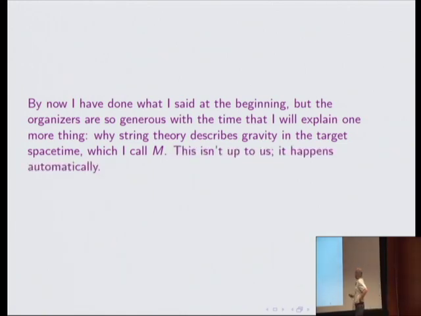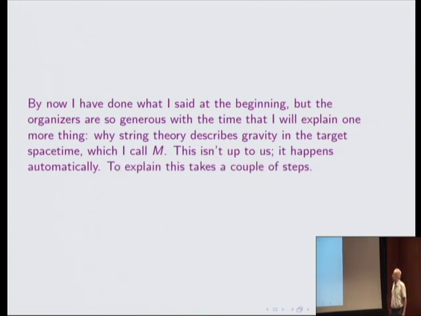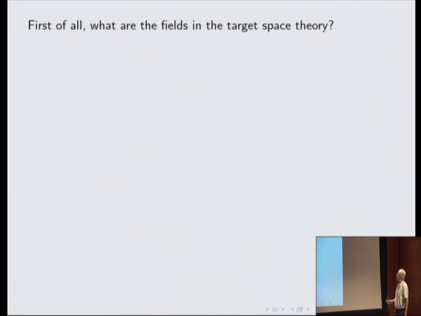So we want to see that string theory describes gravity in the target space. In other words, the space in which the strings are moving. It's not up to us, it happens automatically. The explanation takes a couple of steps. First, we have to decide what are the fields in the target space theory.